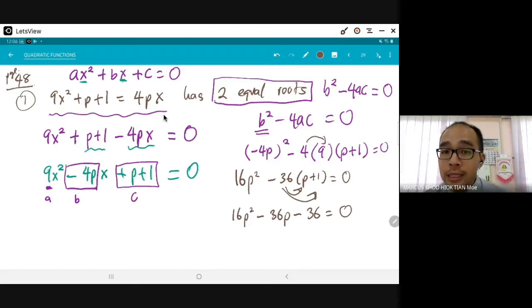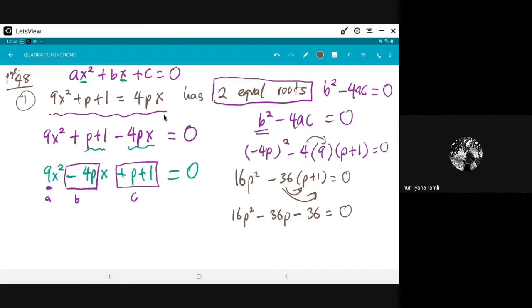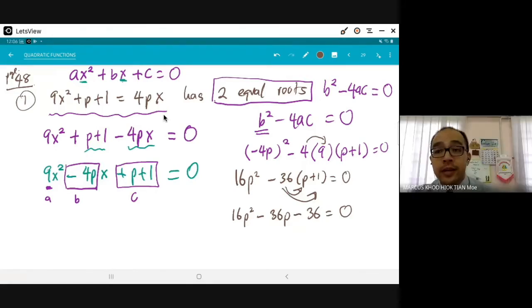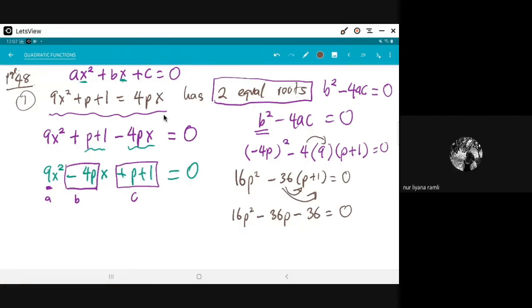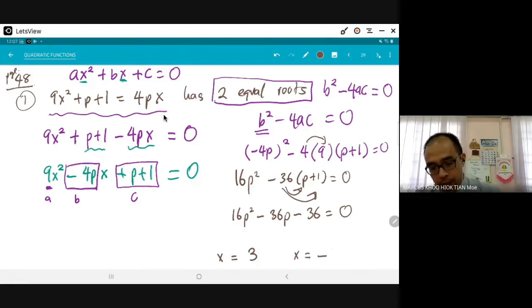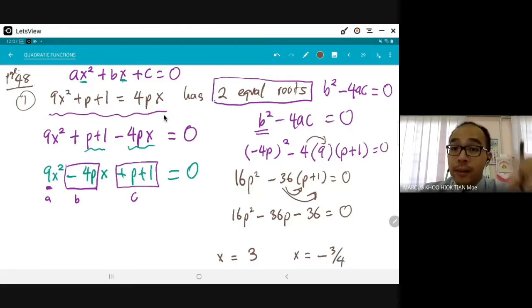So persoalannya is, macam mana saya mau dapat nilai P? Anybody want to suggest? Boleh cadangkan? Saya mau dapat nilai P. Factorization. Use factorization. Okay, atau kamu tekan EQN terus pun boleh. Tapi kalau kau tekan, cuba konon kau tekan EQN, berapa kau dapat? X equal to 3 and then X equal to negative 3 over 4. Okay, X equals to 3 and X equals to negative 3 over 4. Tapi itu adalah dalam calculator.